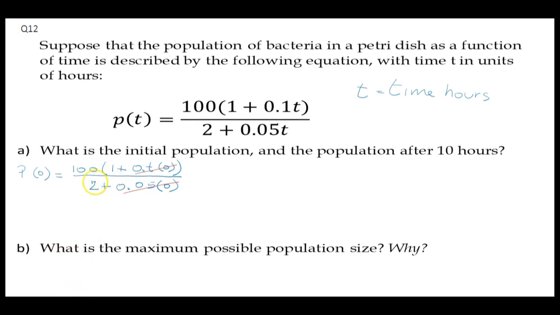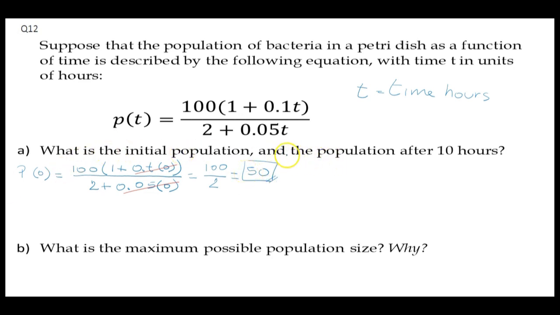Now we have 100 times 1, which is going to be 100, and on the bottom is going to be 2. 100 divided by 2 is 50. So our initial population was 50.